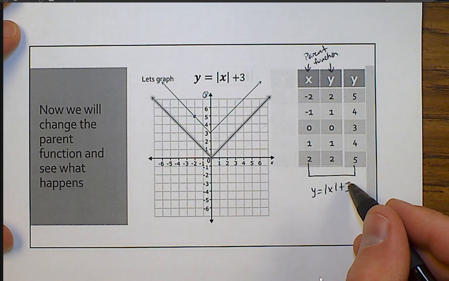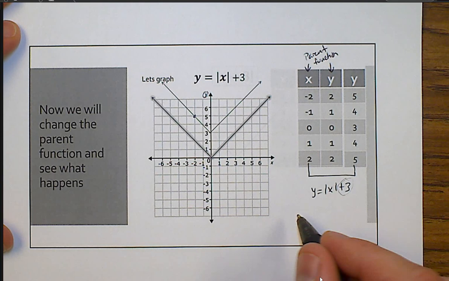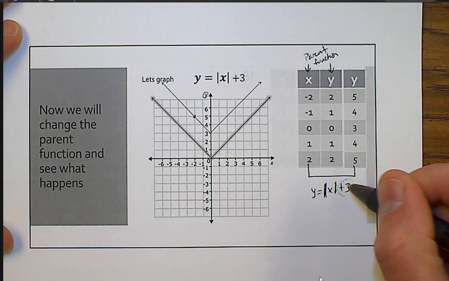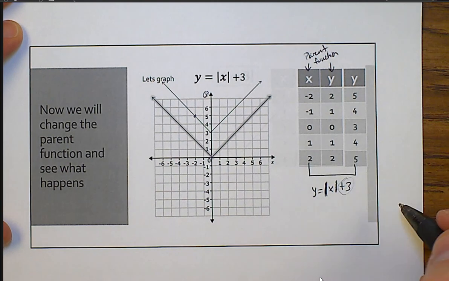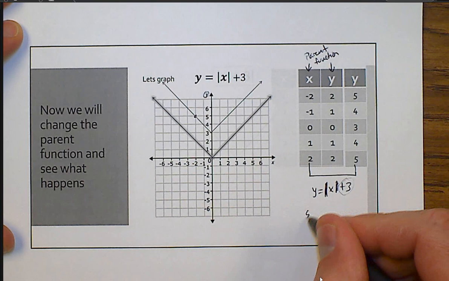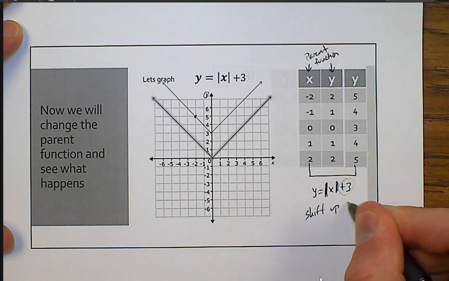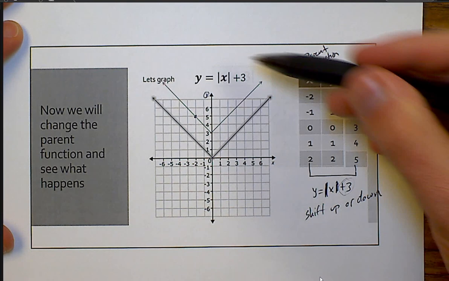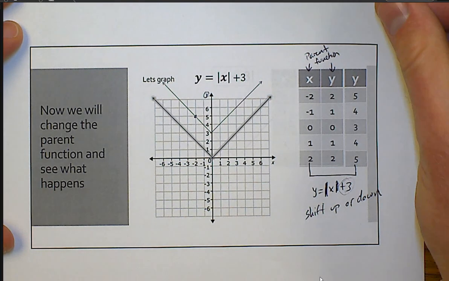Here's what you need to know. Any number that is on the outside of the absolute value bars, any number plus or minus, and we'll talk about negatives here in a second, that's on the outside is going to shift up or down the number of units that are shown. Plus 3 is on the outside, up 3 units. Okay? Let's go to the next page.